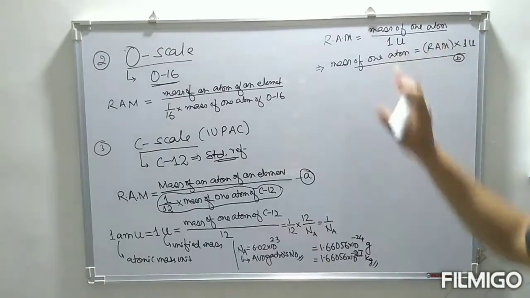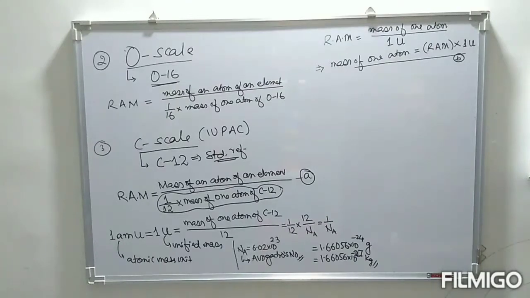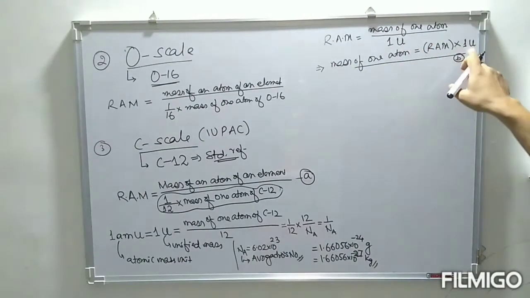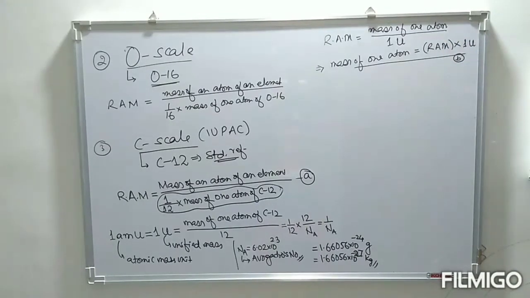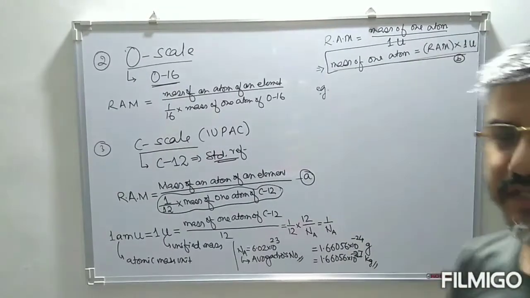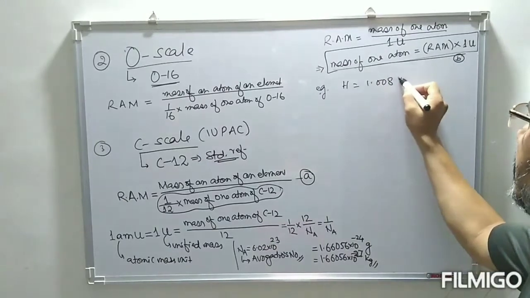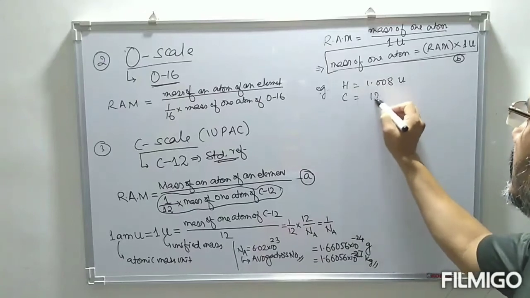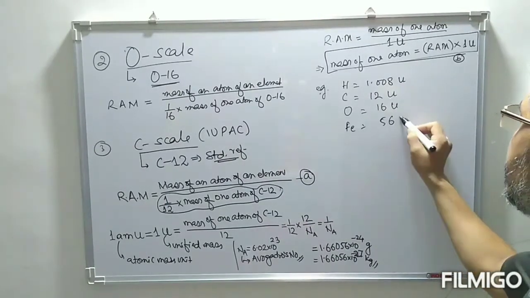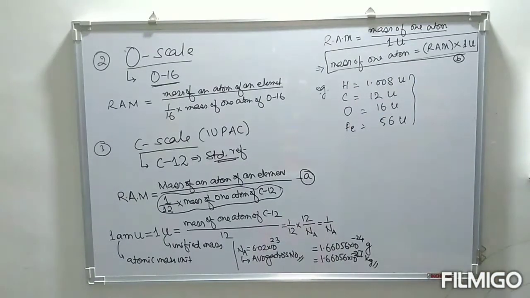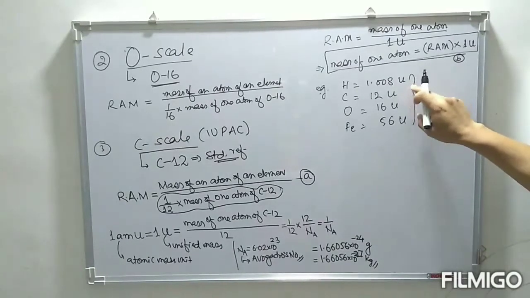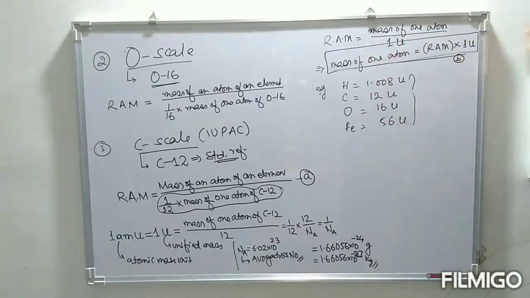So if atomic mass is given and has to be converted into unified mass, then the mass of one atom divided by the gram equivalent of unified mass will give you the relative atomic mass. So we have this relation. Now look at this: we say mass of hydrogen is 1.008 U, mass of carbon 12 U, mass of oxygen 16 U, mass of iron 56 U. All these masses reported in chemistry books are always mentioned in terms of unified mass or atomic mass unit, based on this carbon scale. So this is what we call relative atomic mass.